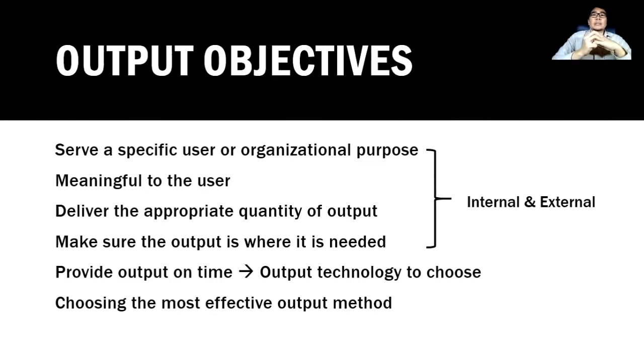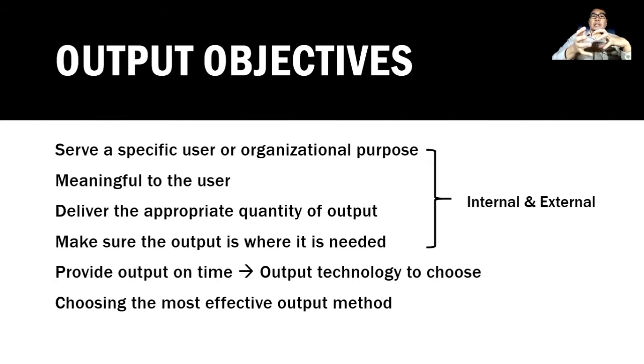These first four design objectives are basically based on the content of the output itself. So whether it can fulfill the user's need, whether the content of the output is meaningful to the users, as well as whether the content of the output is where it is needed. And based on the content of the output, we can separate into two different types of output. The first one is the internal output, which is basically the output that is produced by the system and is intended for the internal structure of the organization. For example, the employees and the managers of the company.